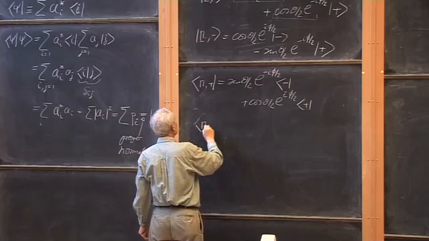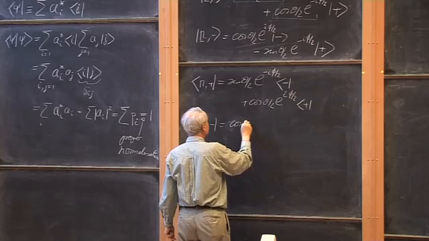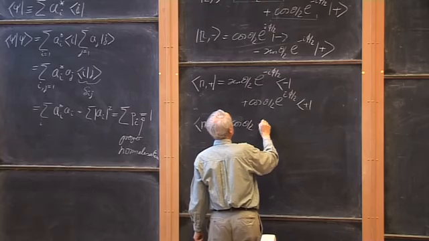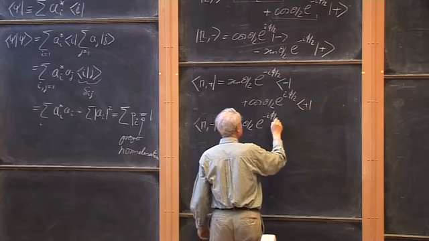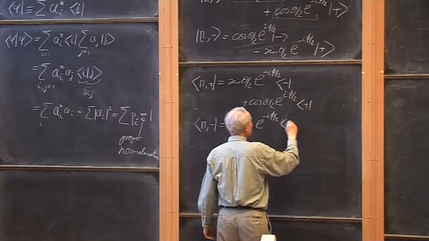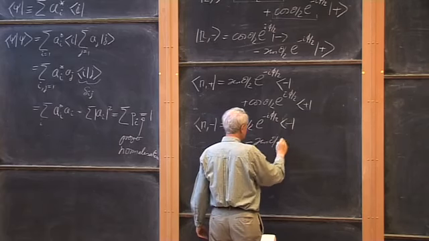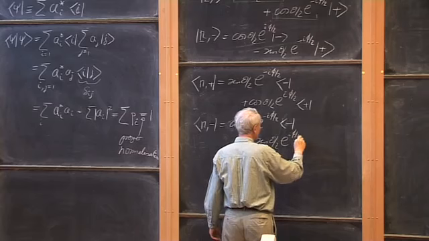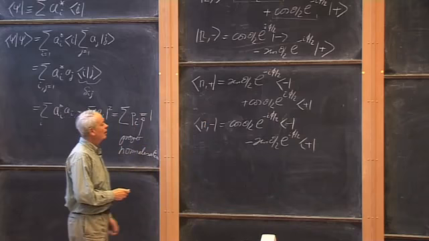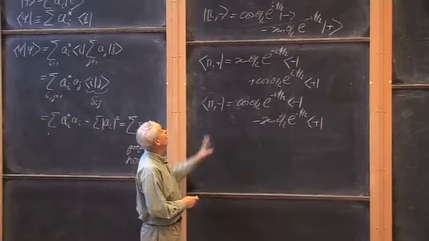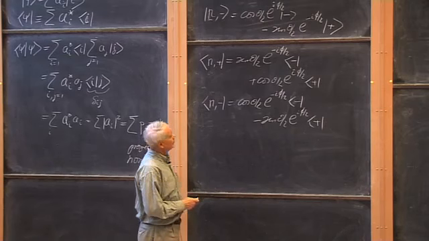Now I want the bra that belongs to the other thing. Cos theta over 2, e to the minus i phi over 2. So there's a bit of practice in calculating the adjoint that belongs to a vector, a ket.